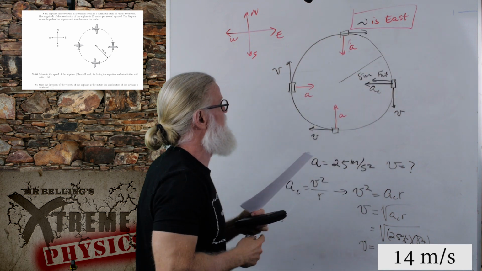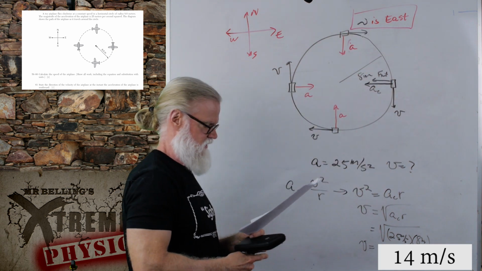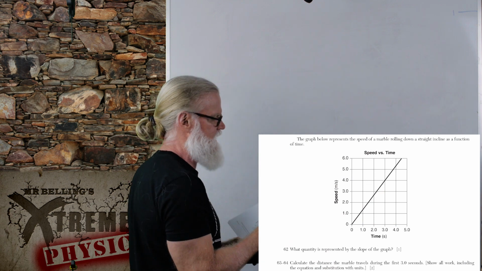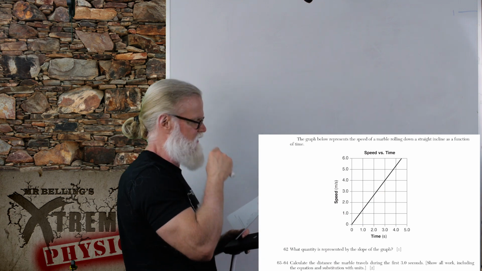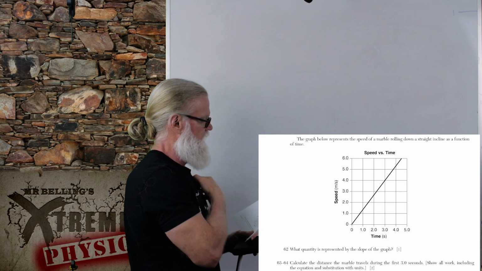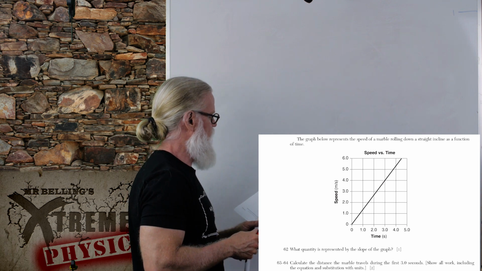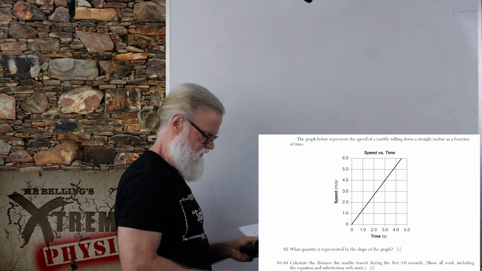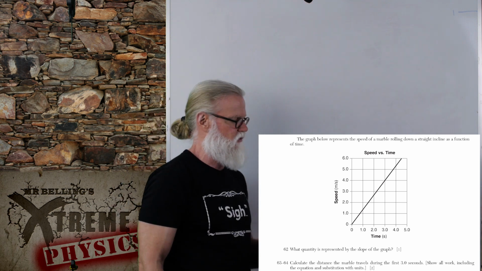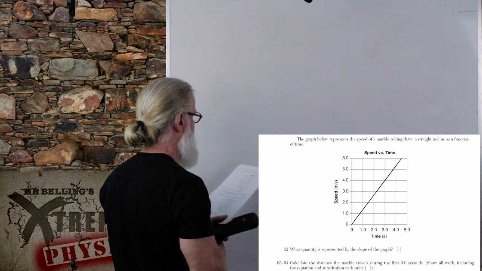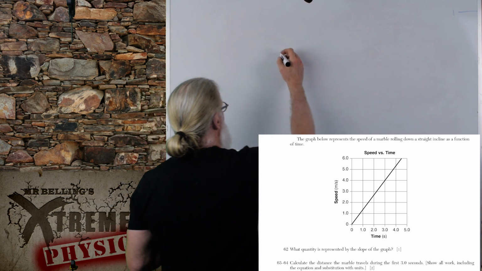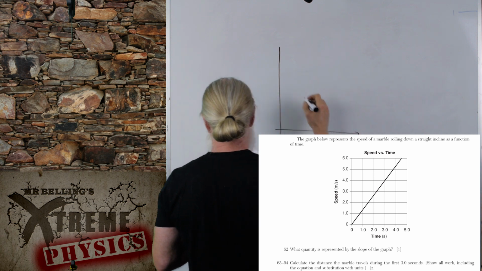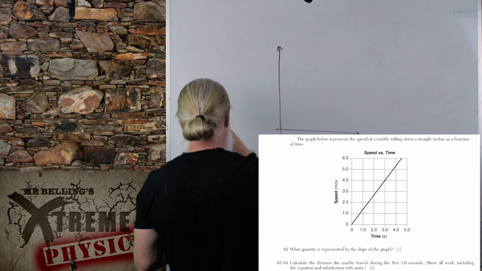V is east when the acceleration is south. The graph represents the speed of a marble rolling down a straight incline as a function of time. Which quantity is represented by the slope of the graph? Oh, this is difficult. It's kind of acceleration if it was velocity. I don't know why they gave us speed, but anyways, I know it's in a straight line, but I guess the magnitude of the acceleration.